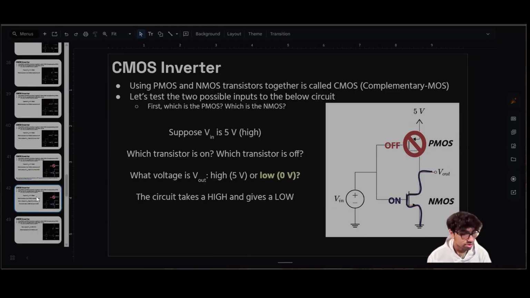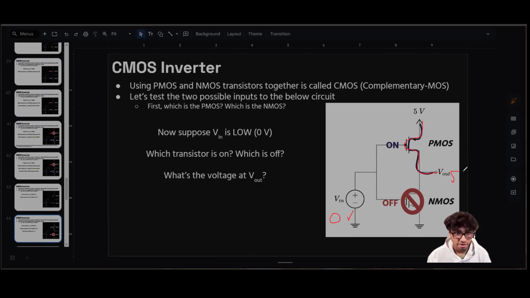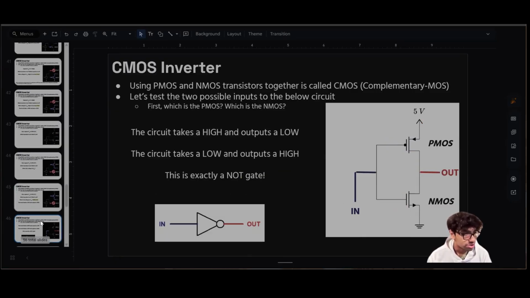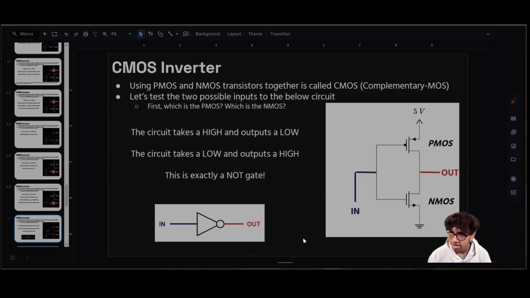If I input a low, 0 volts, then the PMOS is going to be on and the NMOS is going to be off. And so the electrical path is going to exist from Vout to 5 volts. So we input 0 volts and we get out 5 volts. This is an inverter, right? Our two cases are: input high, get out a low. Input low, get out a high. That is a NOT gate.